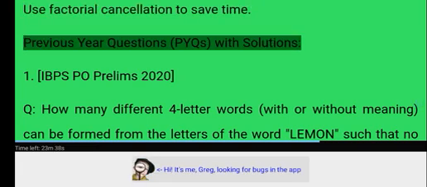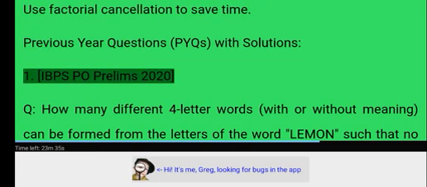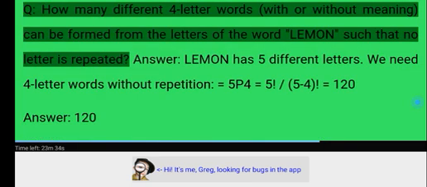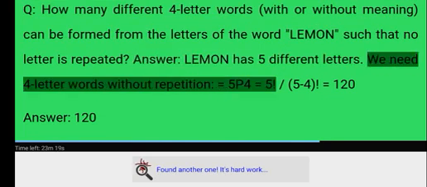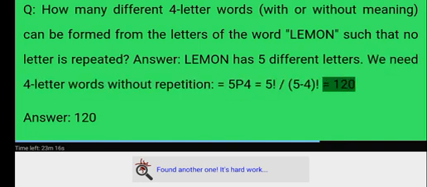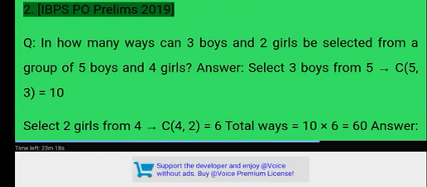Previous year questions, PYQs, with solutions. 1. IBPS PO Prelims 2020. Q. How many different 4-letter words, with or without meaning, can be formed from the letters of the word LEMON, such that no letter is repeated? Answer. LEMON has 5 different letters. We need 4-letter words without repetition. Equals 5P4 equals 5 times 4 times 3 times 2 equals 120. Answer. 120.